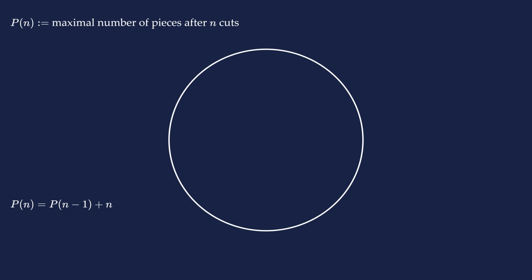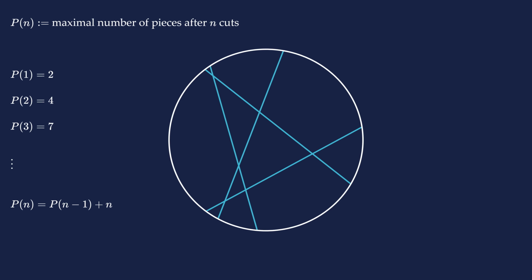We already saw the beginning of the sequence for n equal 1, 2 or 3 cuts. We got 2, 4 and 7 pieces respectively. So for these it checks out. Let's take that as the start of an induction argument. Assume that we have already placed n minus 1 cuts such that each cut intersects every other one inside the circle. Then we look at one of them.